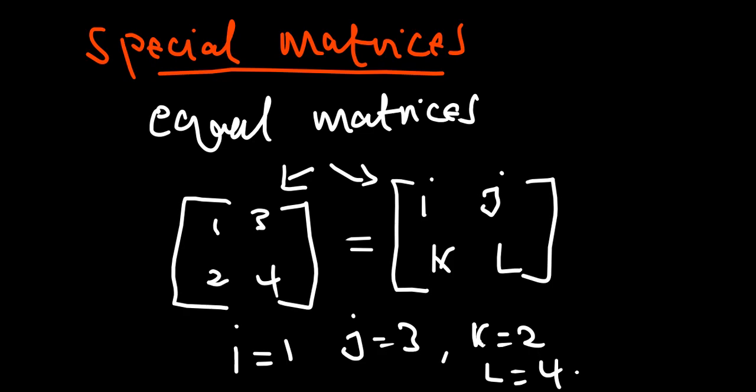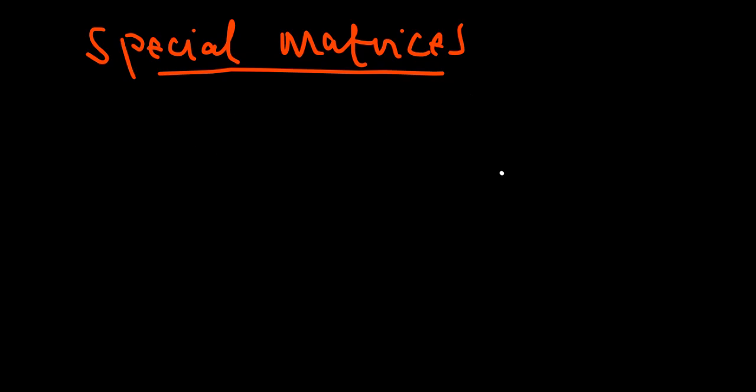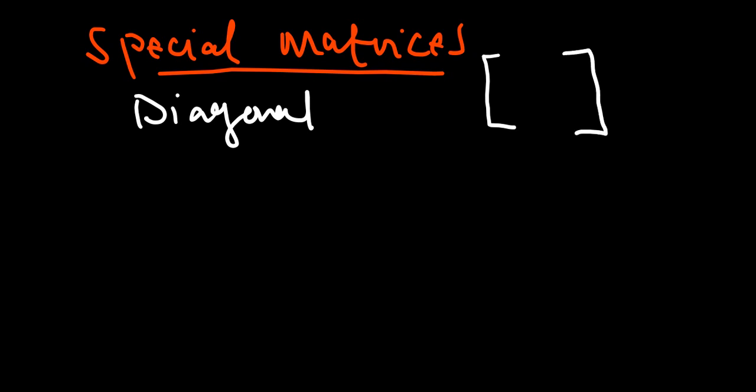Okay, so now let's look at a diagonal matrix. We're just going through the special types of matrices that we have. Remember I said when we have a square matrix, something like this, the entries that are going to be in this line that I've drawn are going to be in the main diagonal.